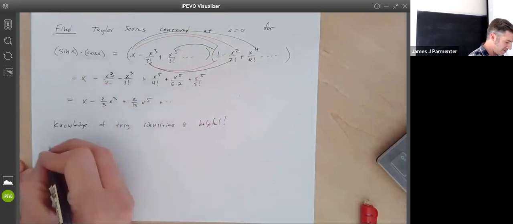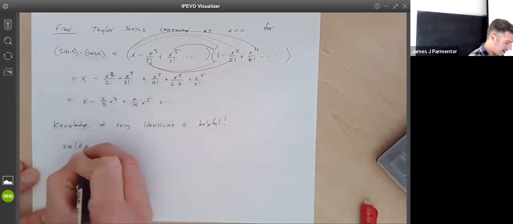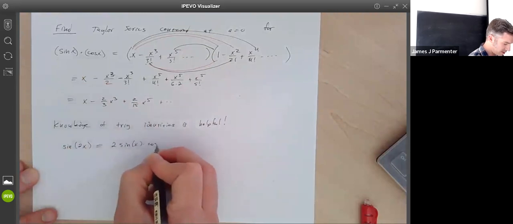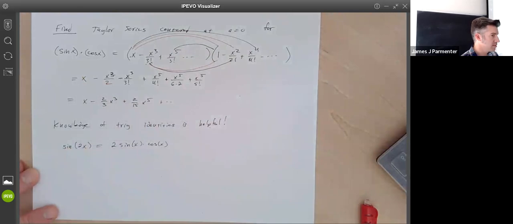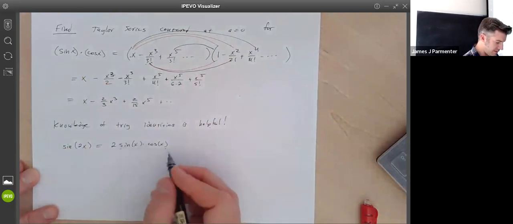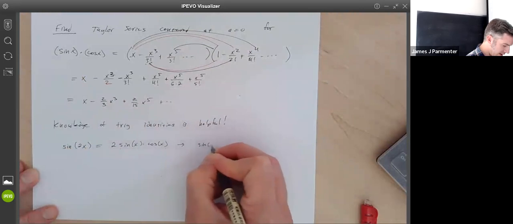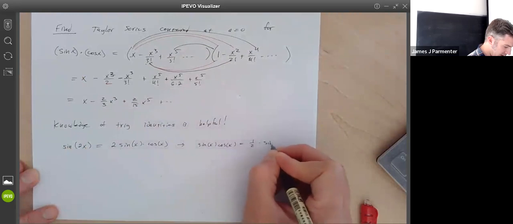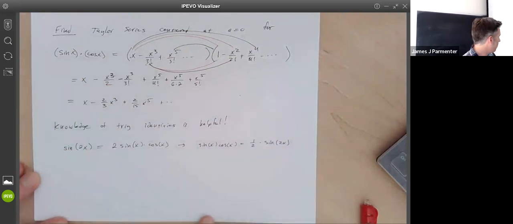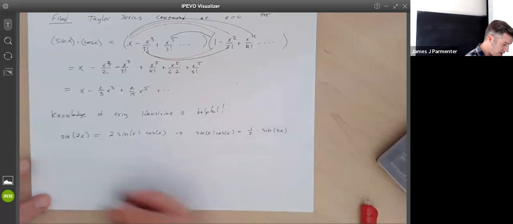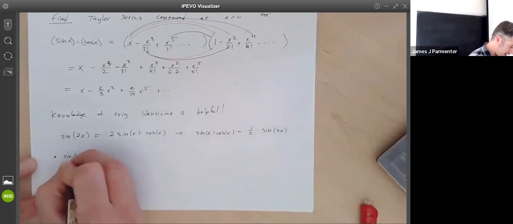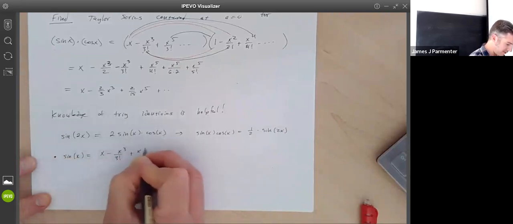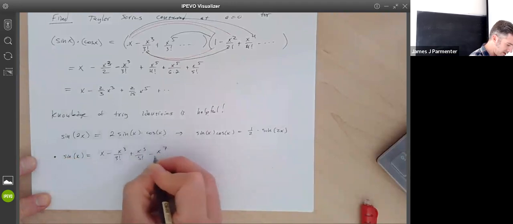Well, I might remember that sine of 2x is equal to 2 times sine of x times cosine of x. And so if I wanted just sine of x times cosine of x, I could say that sine of x times cosine of x is equal to 1/2 times sine of 2x. And we know how to do that because we know sine of x, once again, is x minus x cubed over 3 factorial plus x to the 5th over 5 factorial, et cetera, et cetera.